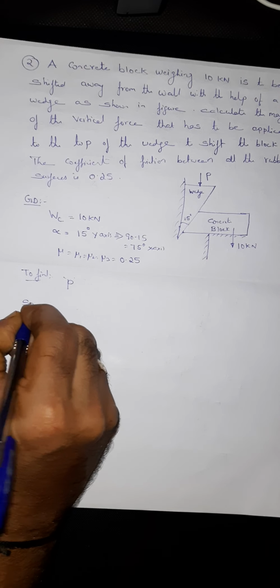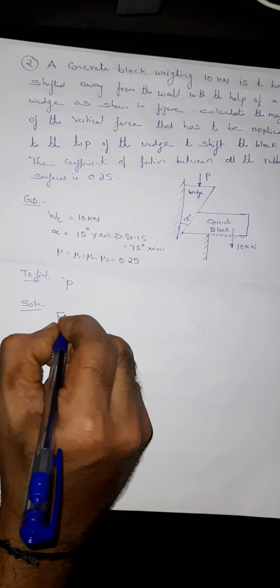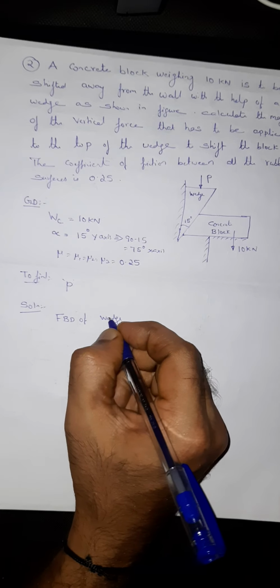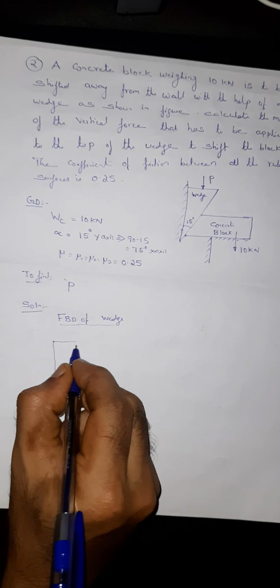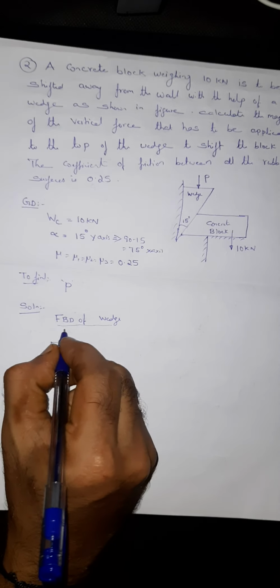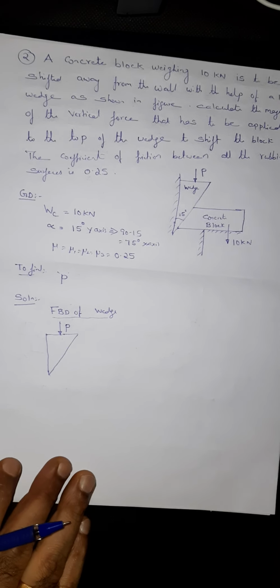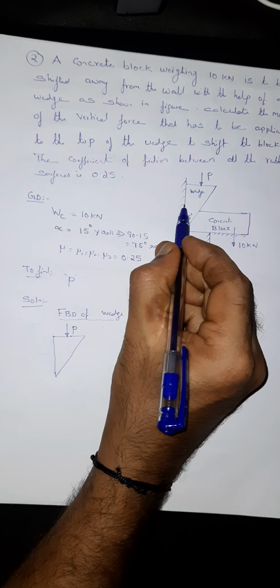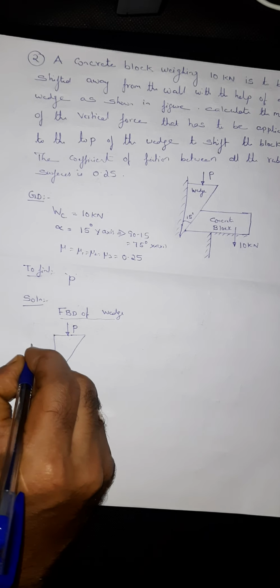Solution. First, you will have to draw the FBD of the wedge. You have to start with the wedge FBD. So draw the shape of the wedge, and the external force applied, P. This wedge is in contact with the wall, so therefore there will be a normal reaction. This can be mentioned as N1.